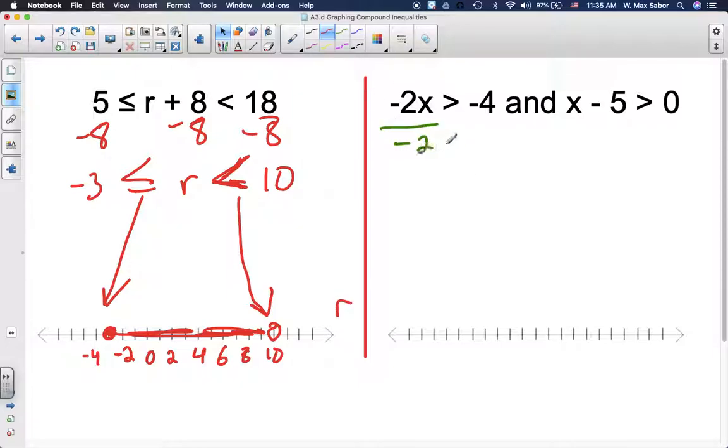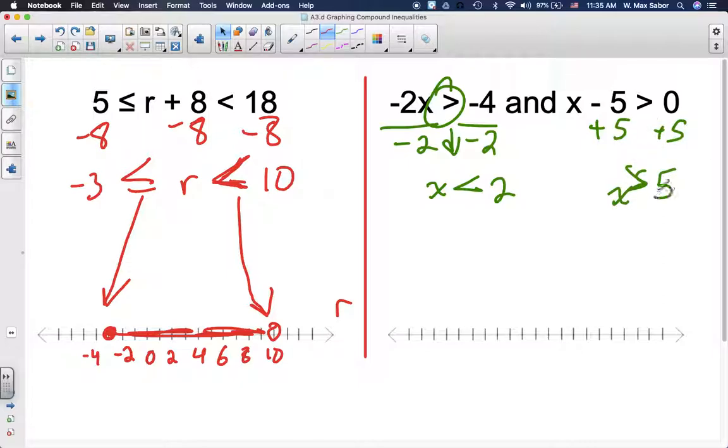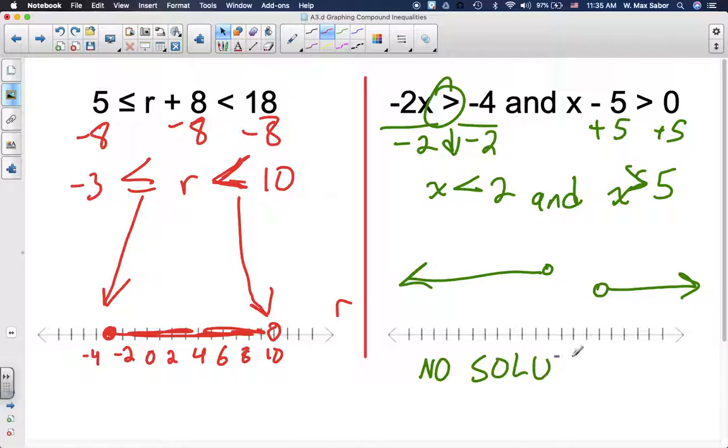Divide by a negative. So x is less than positive 2. And x is greater than positive 5. So it's less than 2 and greater than 5. There's no overlap there, so no solution. There is no number that's smaller than 2 and bigger than 5 at the same time.